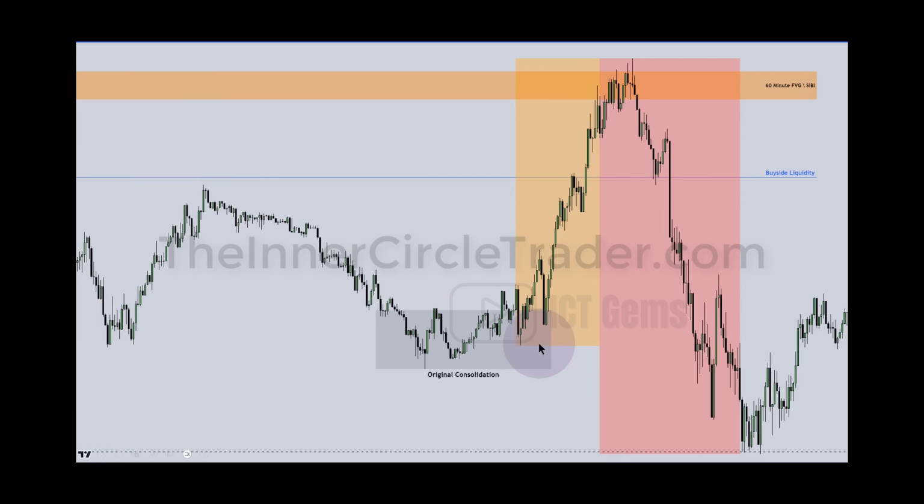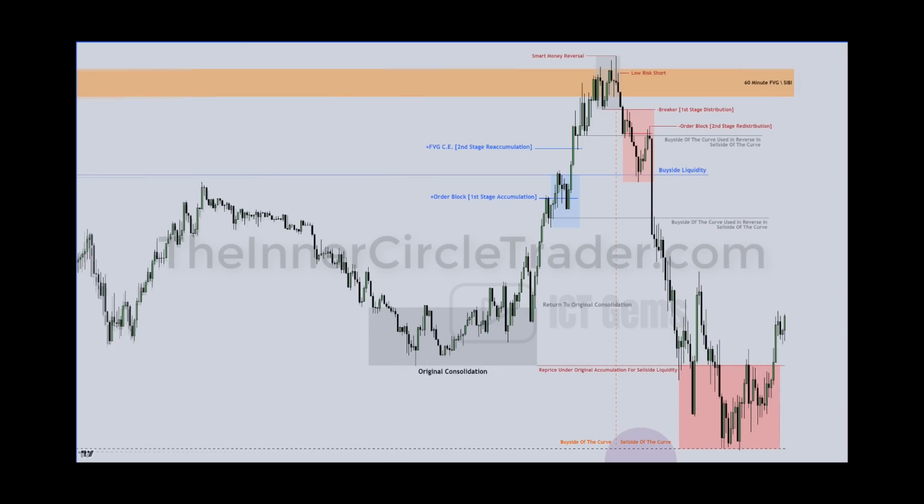Here we have the original consolidation, the rally up. And I want you to pause, take a look at all the price run from here up to here and then down. What do you see? When you're looking at this, my eye sees this. Return to the original consolidation.